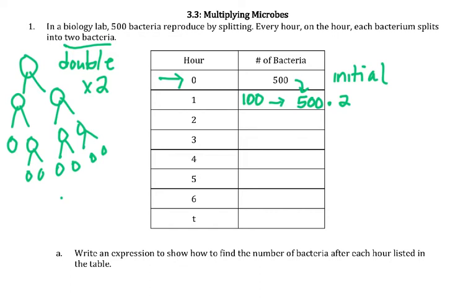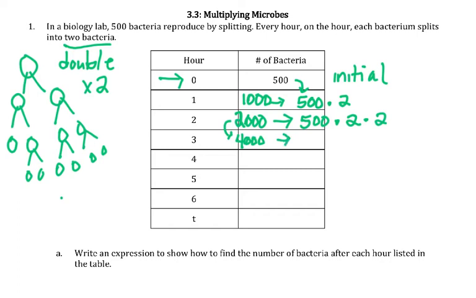All right, so now what happens at hour 2? Well, remember, this is 1,000, and I'm going to double it, so that's 2,000. And remember what I said, I want to rewrite it to show my initial value of 500, and then every hour it doubled, so I can go 2 times 2. We're going to do one more, and we're going to keep going. So if I double this, what do I get? 4,000.